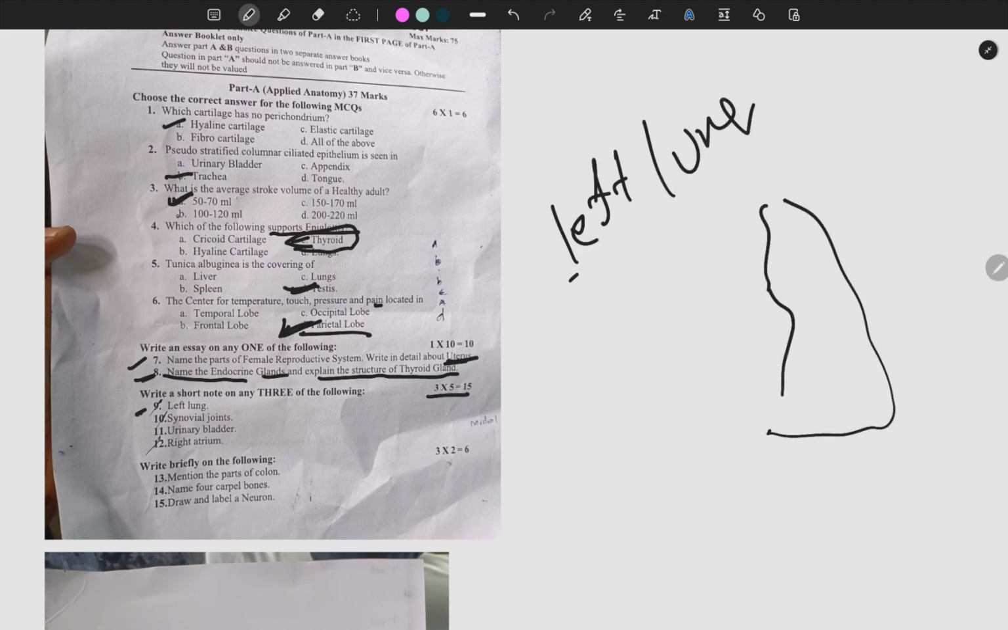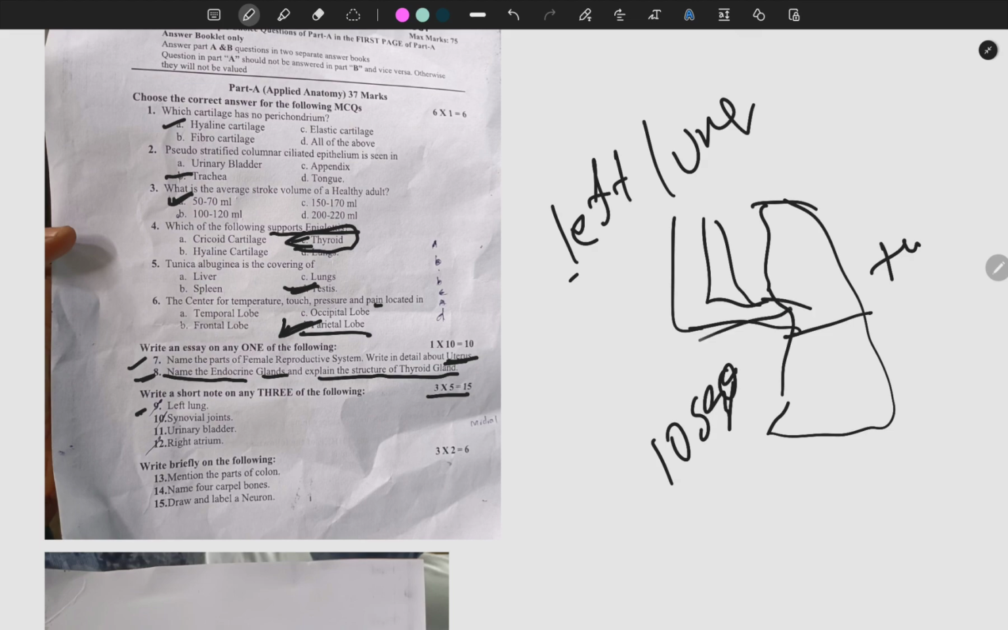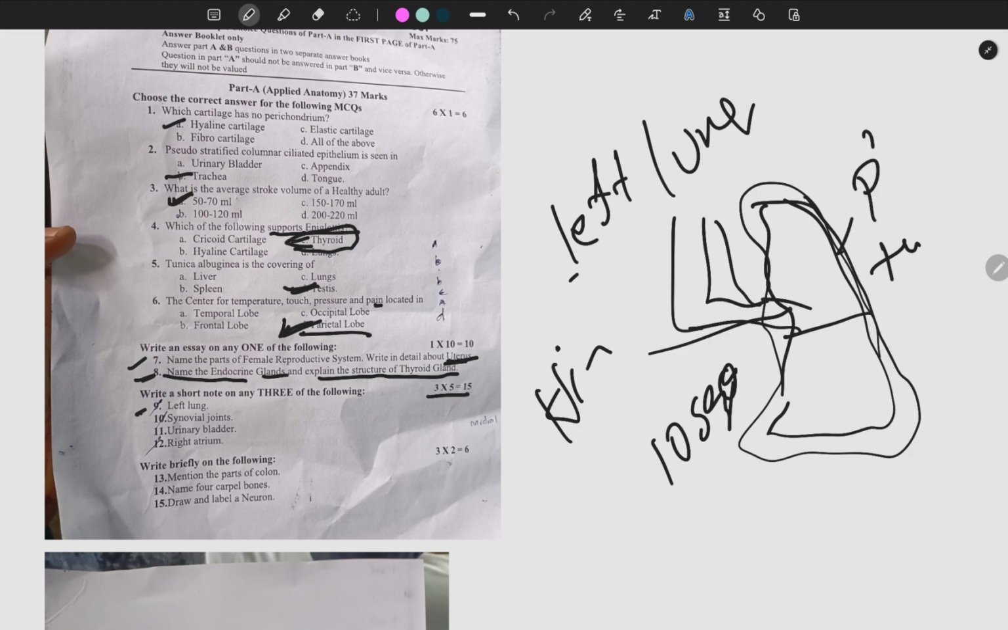Next we will see the 5 marks questions. For each question we have 5 marks and you have to select any 3 of them. First one is the ninth, left lung. Why did they ask only the left lung? Because the heart is located on the left side, and the left lung consists of 2 lobes and nearly 10 segments. The entry of the trachea is the hilum and the covering layer of the lung is the pleura. You have to draw a simple diagram.